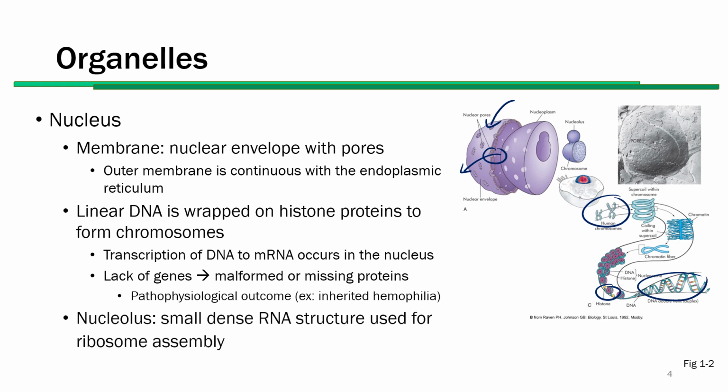pathophysiology they cause. The nucleolus here, they've got it kind of popped out. So here it would fit right in there in the center of the nucleus. The nucleolus is a small dense RNA structure used for ribosome assembly.